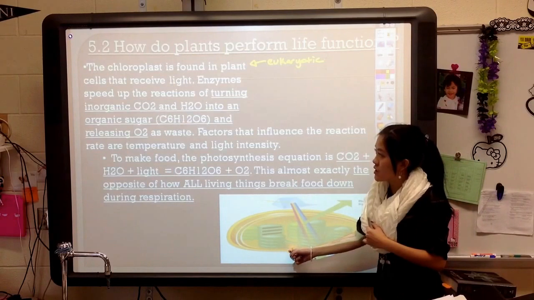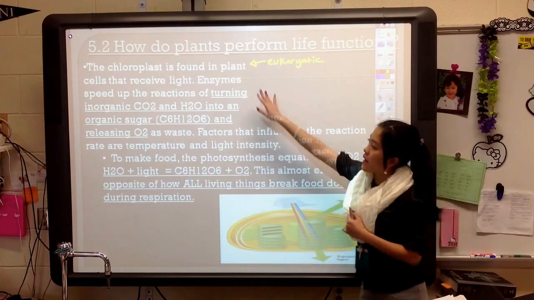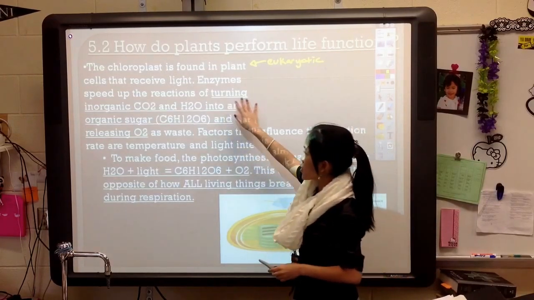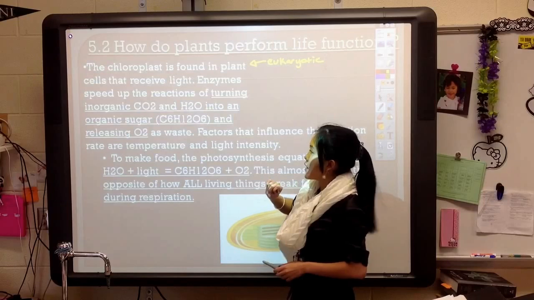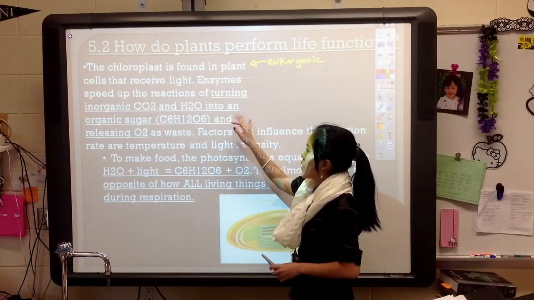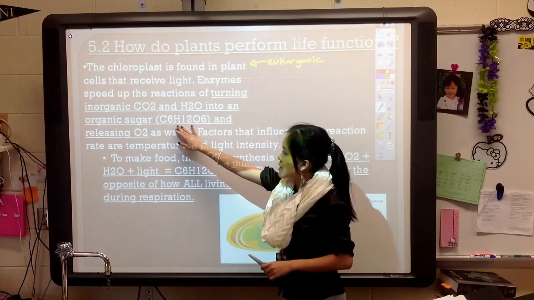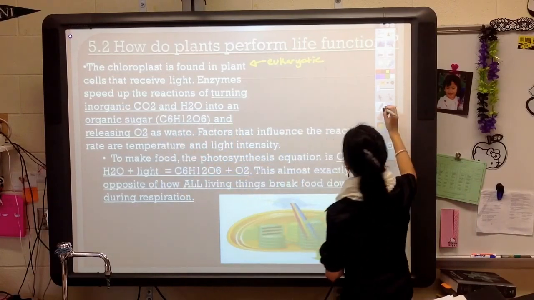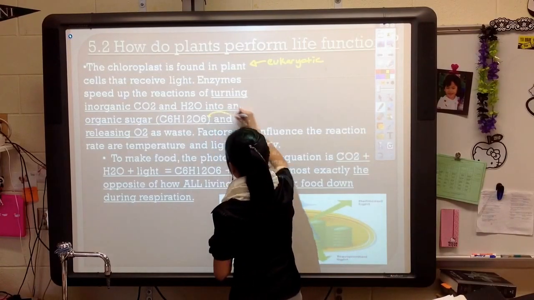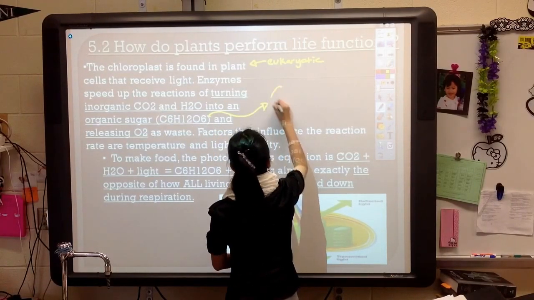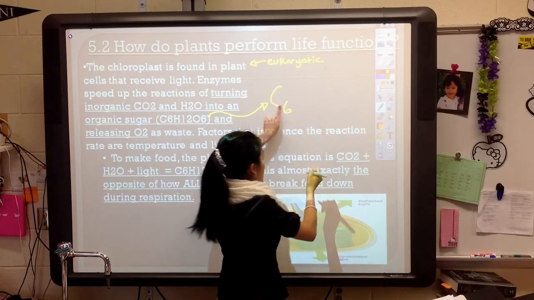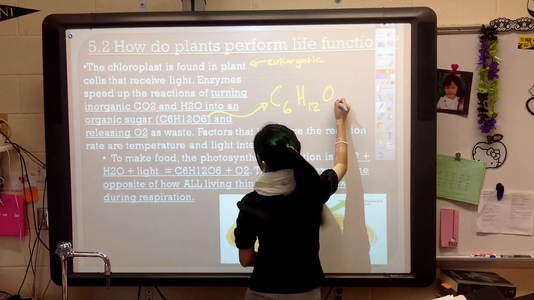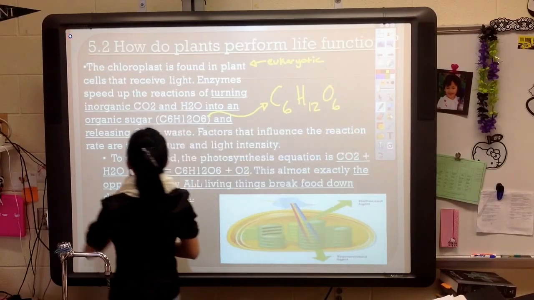Inside of the chloroplast of the plant, and here they're actually showing you one chloroplast structure, you're going to have smaller divisions inside of it and enzymes inside of it as well that are actually going to help speed up the reaction. We're going to be turning inorganic carbon dioxide and water into an organic sugar, C6H12O6, and releasing O2. When you write down this chemical formula, and you do need to know this formula, let's write it with the subscripts, okay? So C small 6, H12O6.